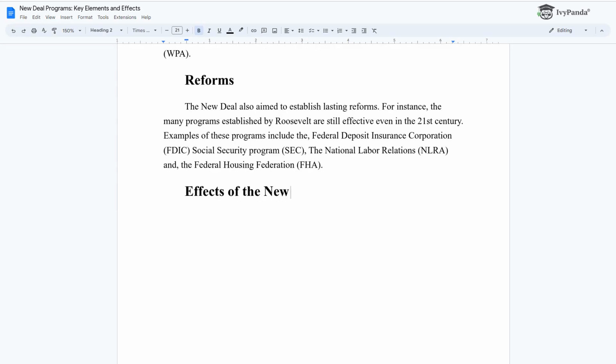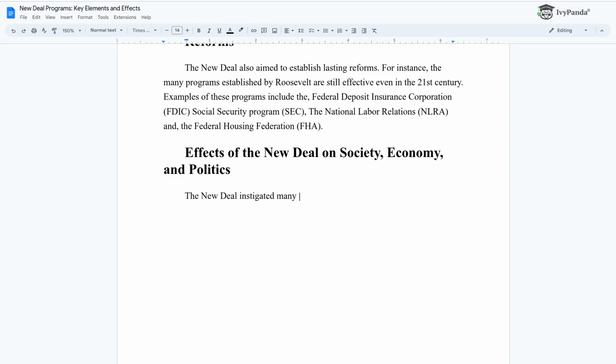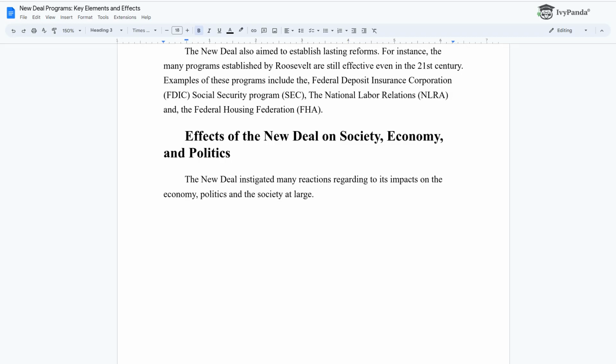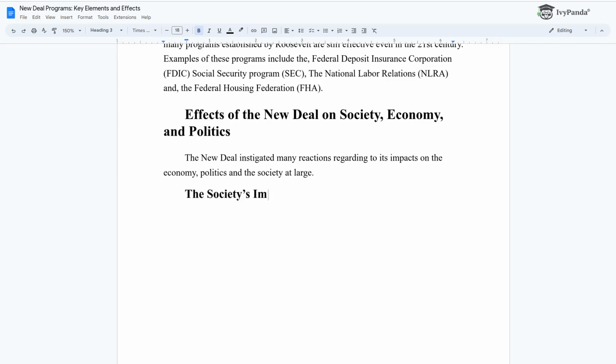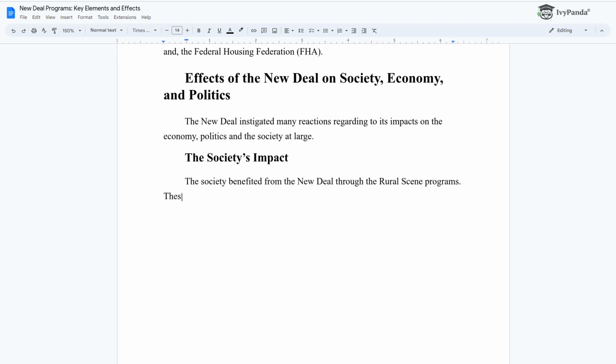Effects of the New Deal on society, economy, and politics. The New Deal instigated many reactions regarding its impacts on the economy, politics, and society at large. The society's impact. Society benefited from the New Deal through the rural scene programs. These were new policies that were of great significance to the society's agriculture.